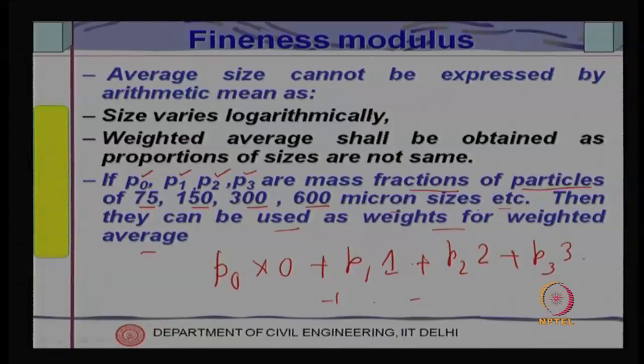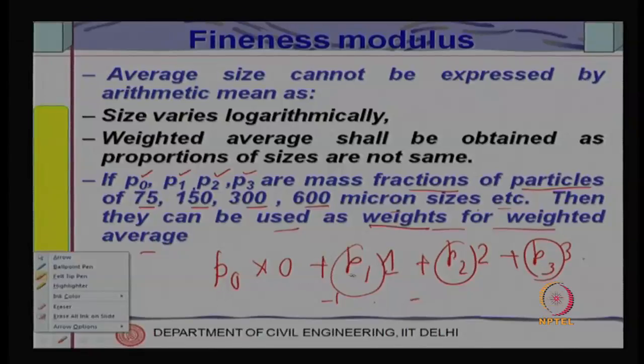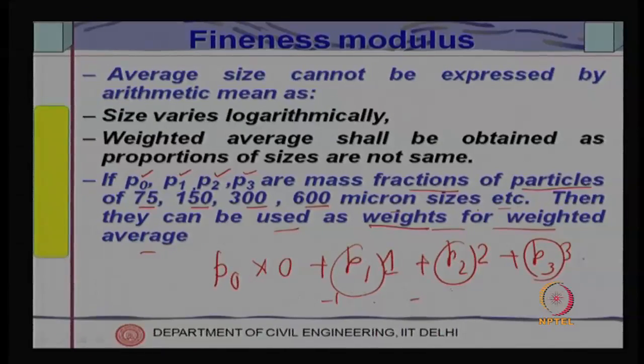So, 0 size, 1 size, 2 size, 3, etcetera. Since this is a fraction of the total mass fraction, they represent a weighted average. They are used as weights for the weighted average, right? They are fractions, so the sum total of P0, P1, P2, P3, that is sigma Pi, is equal to 1. Therefore, this represents nothing but the weighted average sieve number.